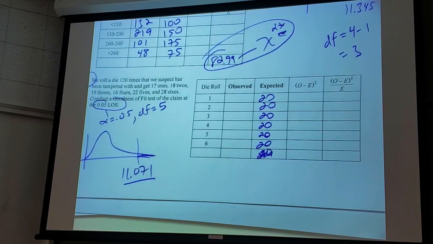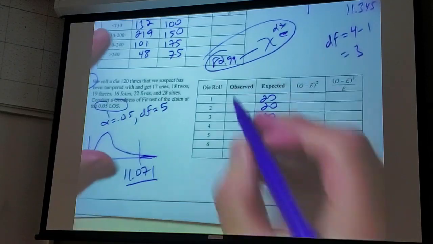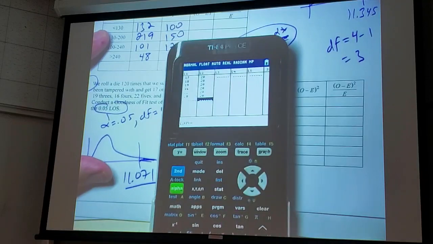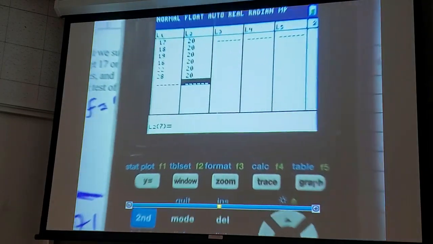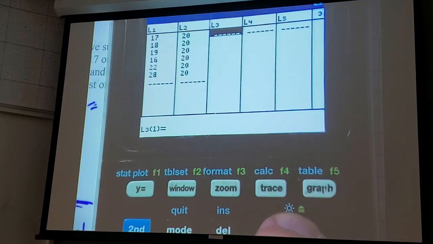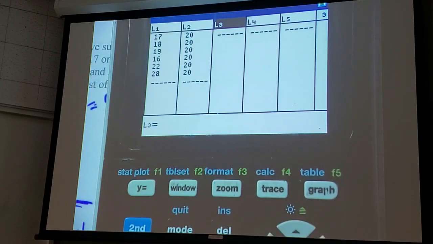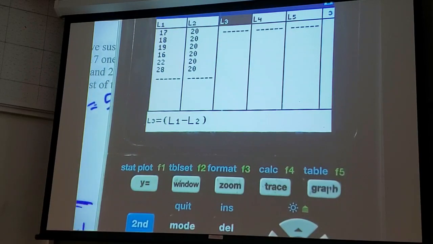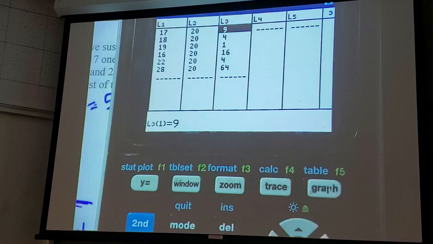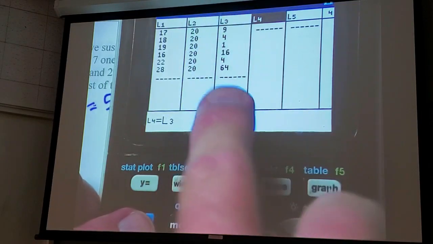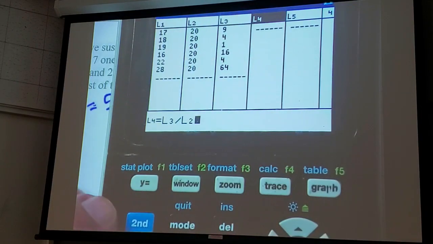Now the observed is easy, right? You just put them in there, because it told you all those. And again, you don't have to use the calculator, but you can if you want to. So here, this would be L1 minus L2 squared to get my observed minus expected squared. And then I want that list, the observed minus expected squared, divided by the expected.